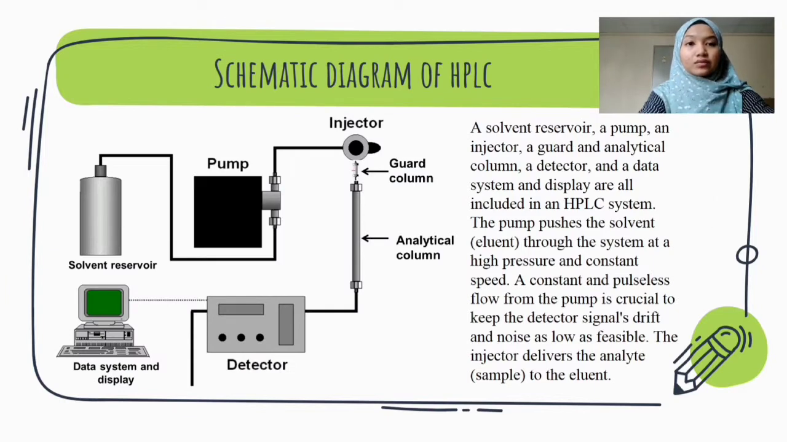A solvent reservoir, a pump, an injector, a guard and analytical column, a detector, and a data system and display are all included in an HPLC system. The pump pushes the solvent into the system at high pressure and constant speed. Constant and pulseless flow from the pump is crucial to keep the detector signal drift and noise as low as feasible. The injector delivers the analyte sample to the column.